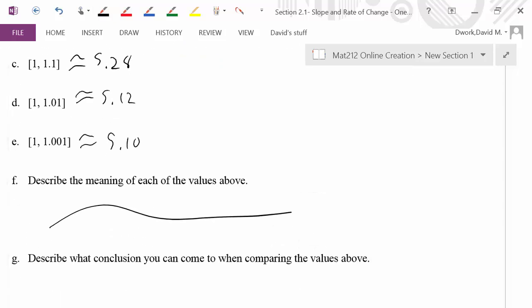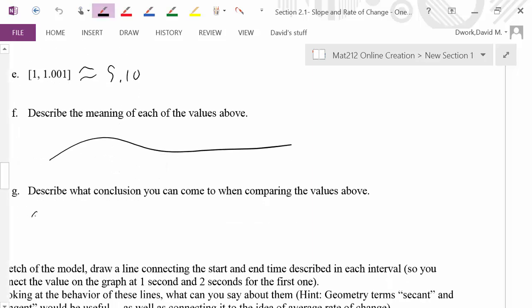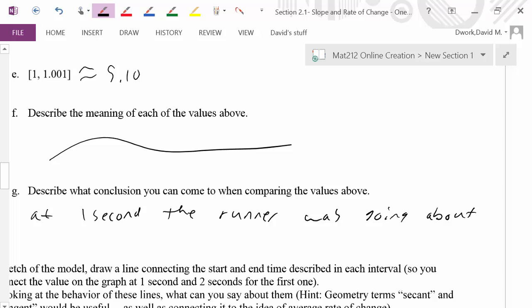So what conclusion can we come to? I would say something like at 1 second, the runner was going about 5.1 yards per second. To me, that's what I would take away from this.